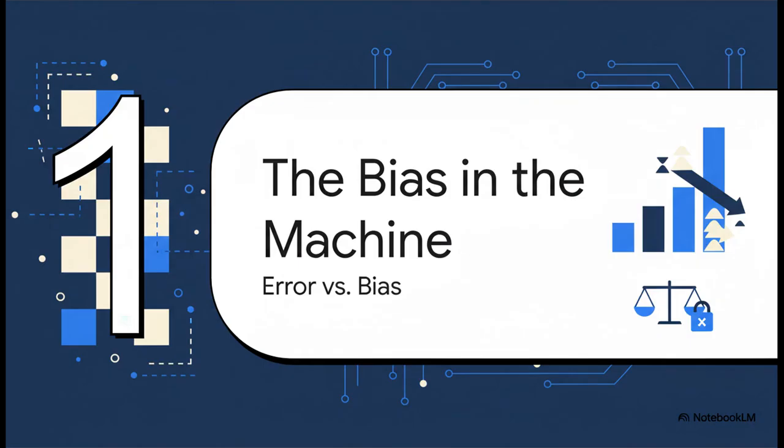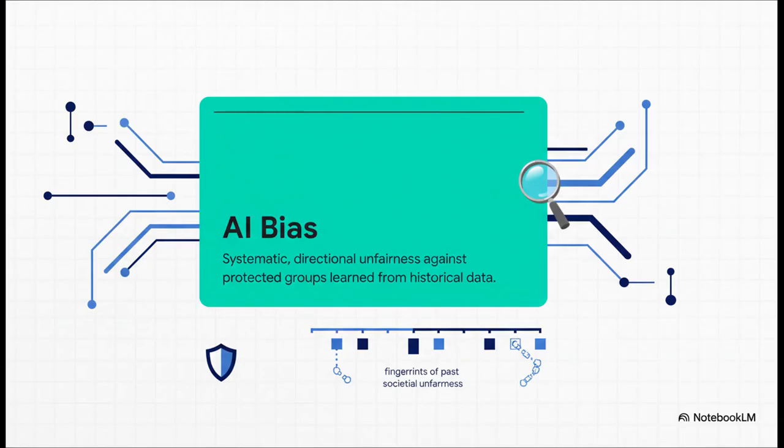Okay, first things first, we need to get one thing crystal clear. Not all mistakes an AI makes are created equal. An AI making a random mistake, that's a performance bug. An AI making the same kind of mistake over and over again for the same group of people, that is a legal and ethical time bomb. So what are we really talking about with AI bias? It's not a random glitch, it's systematic, meaning it's a repeatable, predictable pattern. It's directional, meaning it consistently punches down, disadvantaging specific groups. And, crucially, it's learned from historical data that has the fingerprints of past societal discrimination all over it.